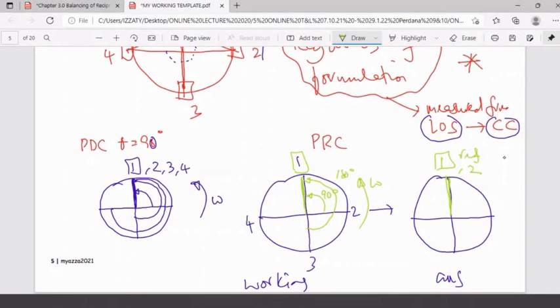180 measured from reference. Now is 3. This one, 4, will also be measured. This is line of stroke. Line of stroke to common crank. So it will be 4.